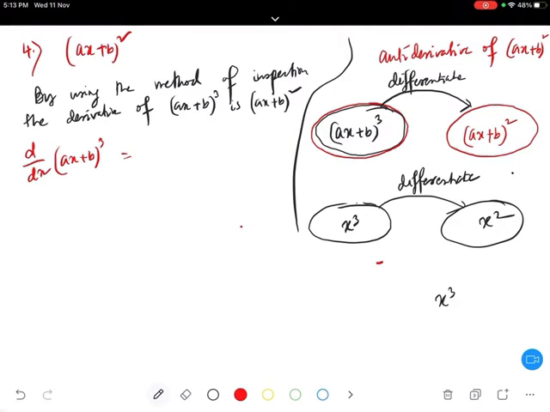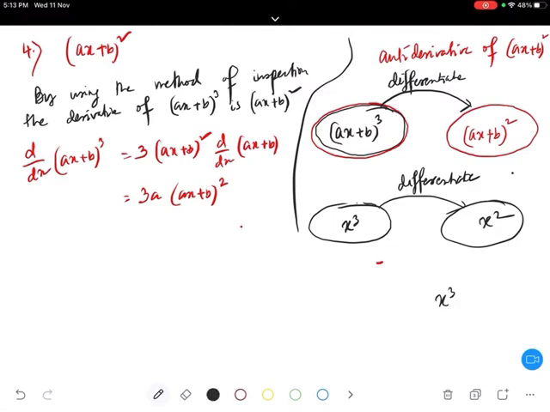Now we will do the actual method. It has to be accurate. The differentiation of (ax plus b) whole cube is what? 3 comes ahead, (ax plus b) whole square, then the differentiation of ax plus b. The differentiation of ax plus b is a, right? So it becomes 3a times (ax plus b) whole square. Am I clear? Yes or no? This is basic differentiation we have done before.